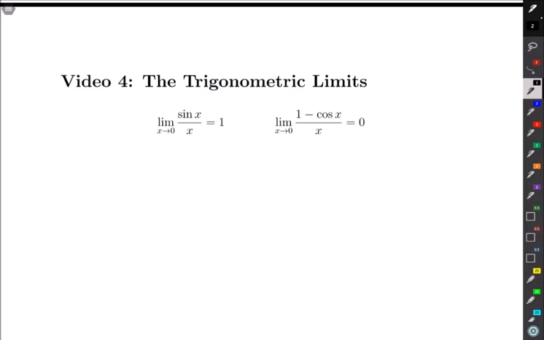It's not nice. But using the squeeze theorem, we can actually set up an appropriate set of inequalities that will let us prove that the first limit is true. And then we can use that one to prove the second one. So our main point is, we're going to use geometry, using triangles, to figure out the inequalities we need to make this work.